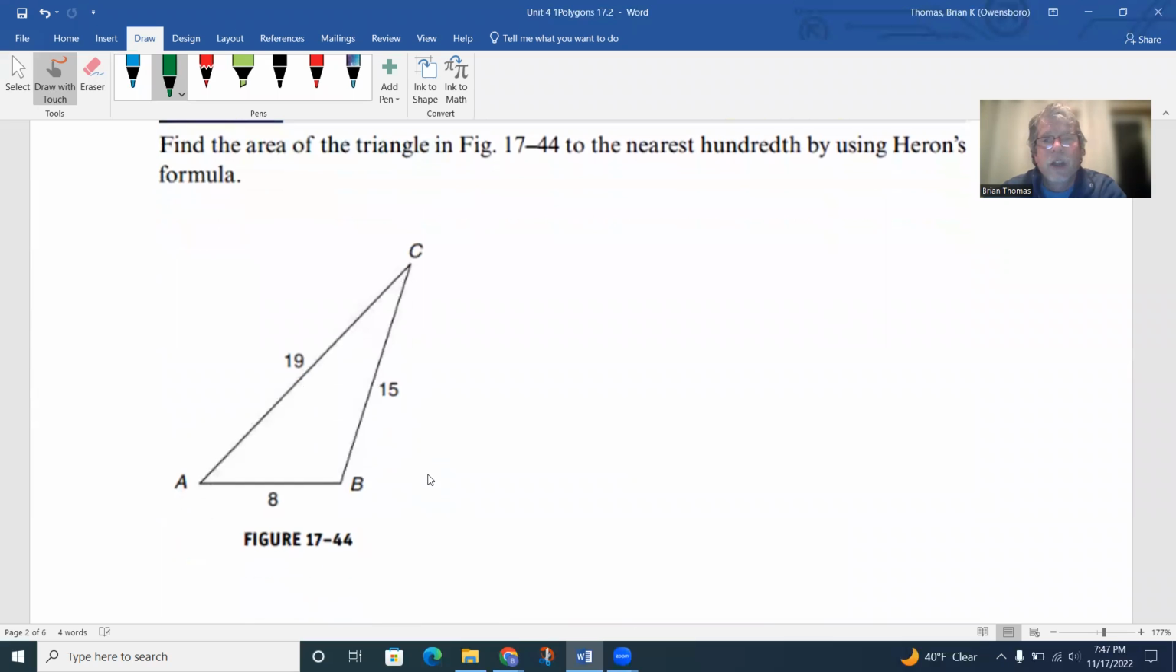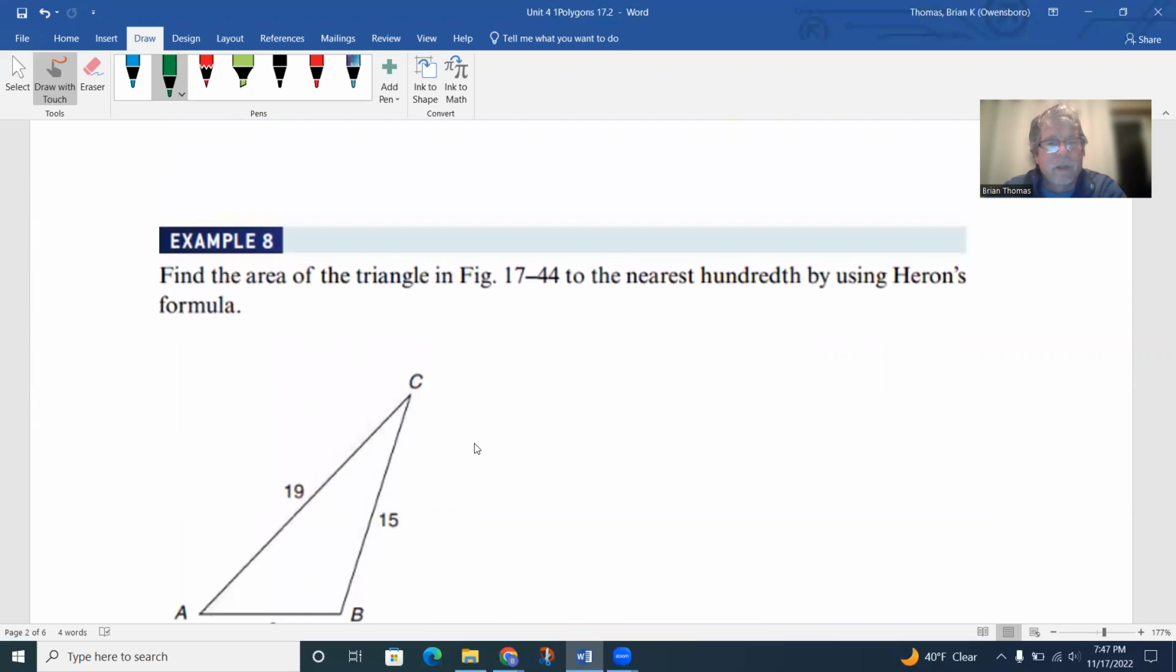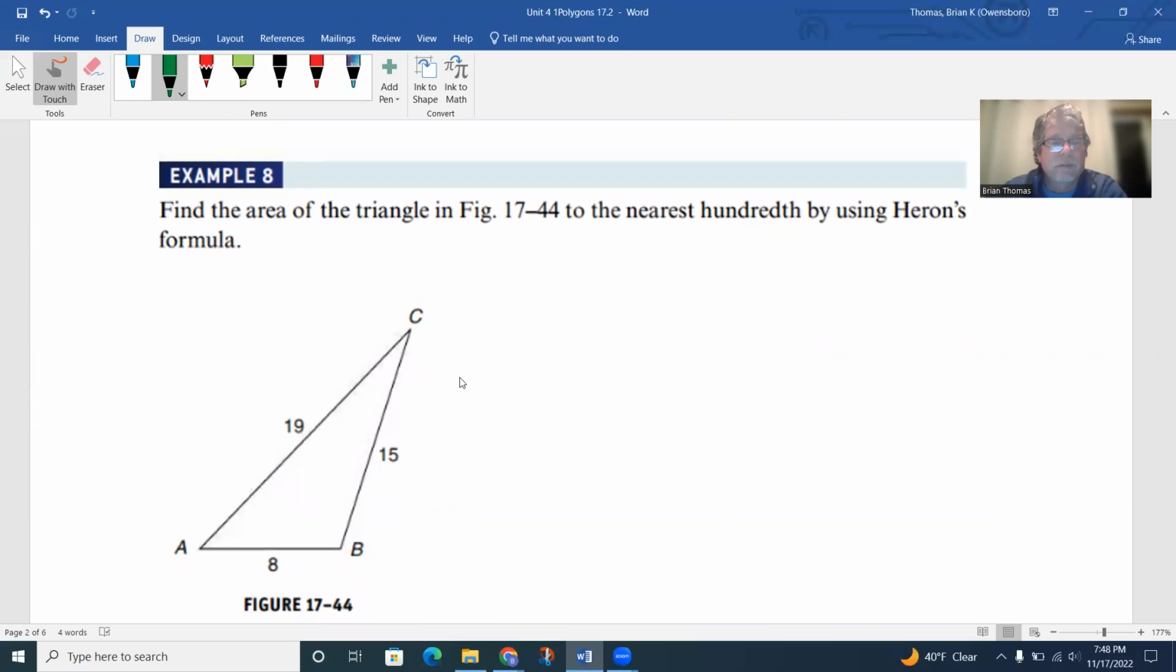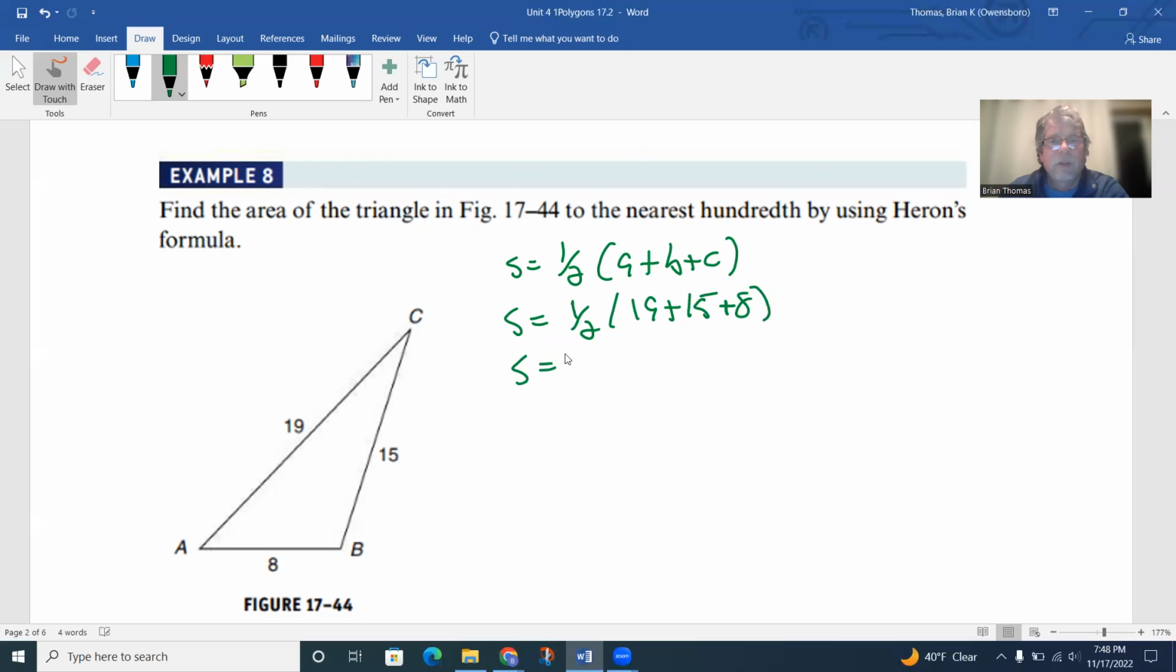So if I want to find the area of this triangle using Heron's formula, we don't actually have to know the height. Heron's formula says, to start with, we need to know what S is. S is going to be 1/2 of A plus B plus C. So S is 1/2 of 19 plus 15 plus 8. 19 plus 15 is 34, plus 8 is 42. So S equals 1/2 of 42, which is 21.